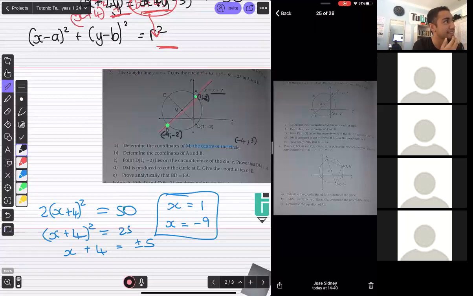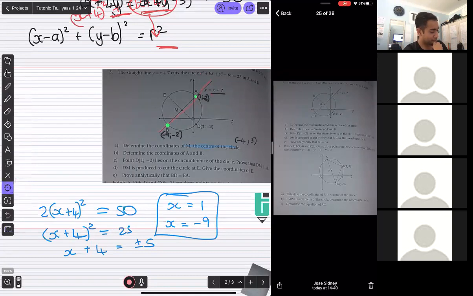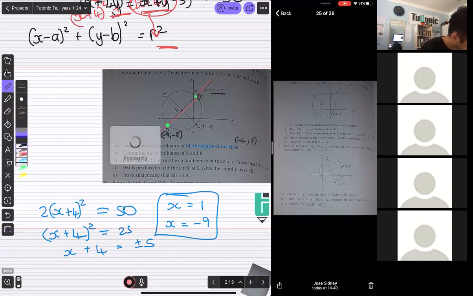How did you get the y values again? Could you just say that again, please? So y equals x plus 7. So whatever x is, y is just 7 plus that. So if x is 1, then y is 8. And if x is -9... No, that sounds good. It's fine.